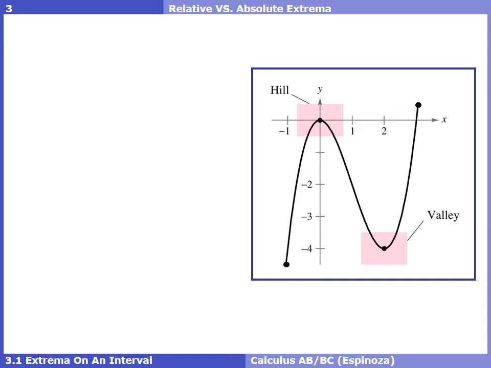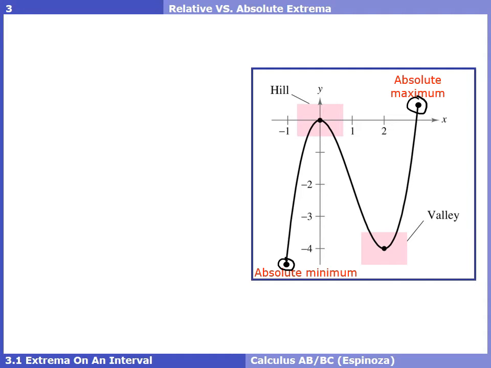So first things first, if we're looking at the graph, we have a continuous graph on a closed interval. The endpoints are solid dots, so we know there's at least one absolute maximum, which you can see occurs at the right endpoint over here, and we know there's one absolute minimum, which happens to occur at the left endpoint. It's the absolute highest point, and it's the absolute lowest point.